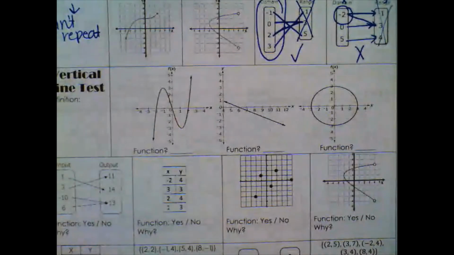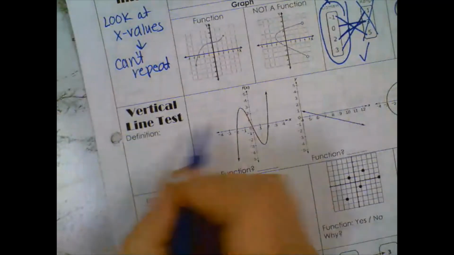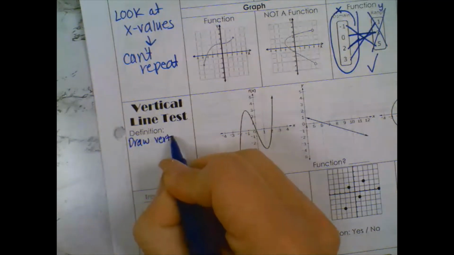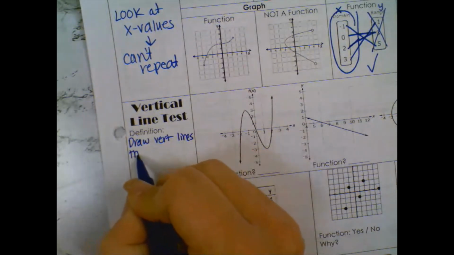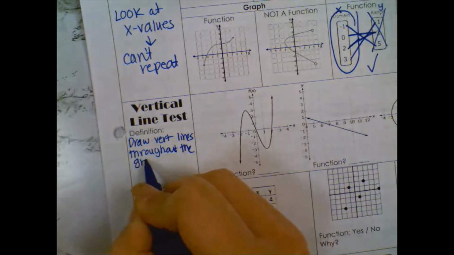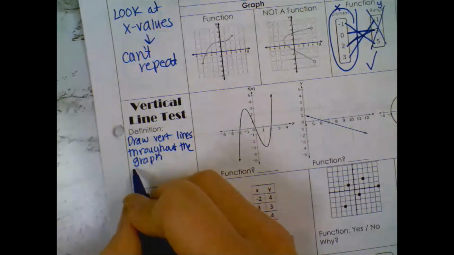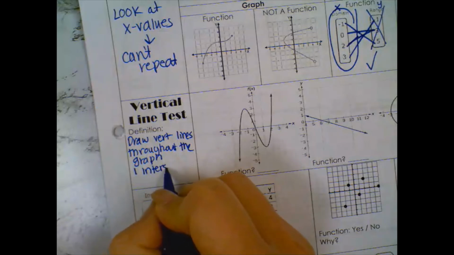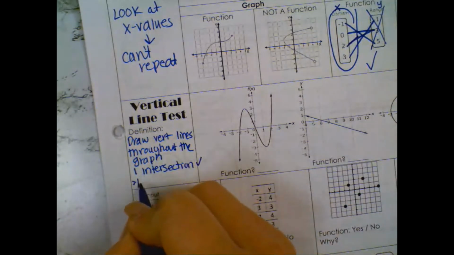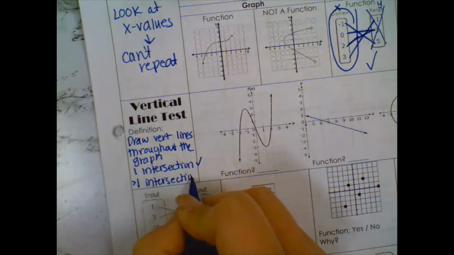Now, going back to the graphs, we have something called a vertical line test. And what we're going to do, how we work this, is we draw vertical lines throughout the graph. And what we are looking for is how many times each line intersects the graph. If there's one intersection for each line, then it is a function. If there is more than one intersection, it is not a function.